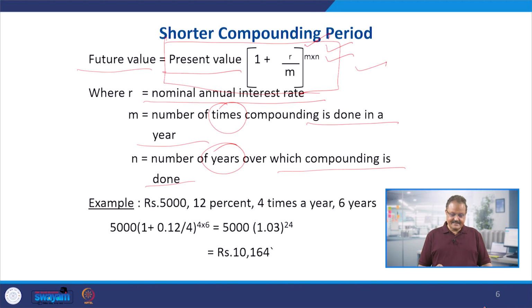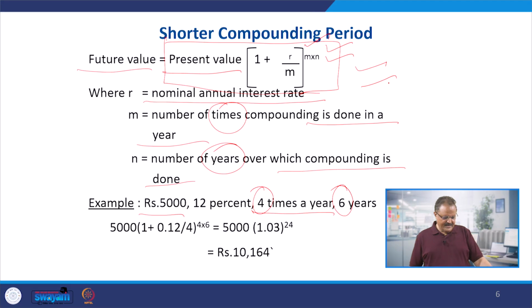So, for example, we take the values here. The total investment we are going to make is 5,000 rupees, and we are going to calculate the future value of these 5,000 rupees on the compounding basis. So, the present value is 5,000 rupees, the rate of interest R is 12%, and compounding is done 4 times in a year. And how many years are there for this investment? They are 6 years.